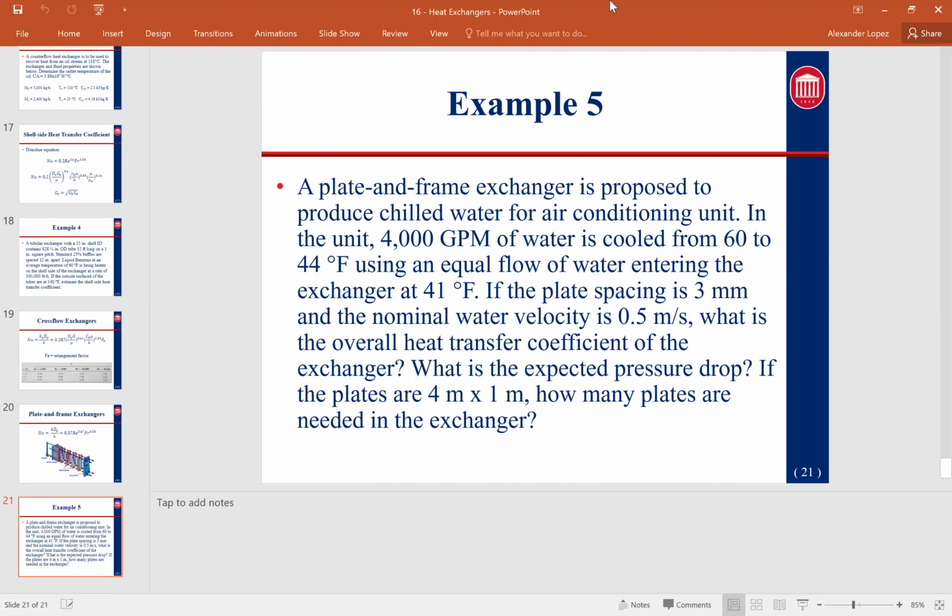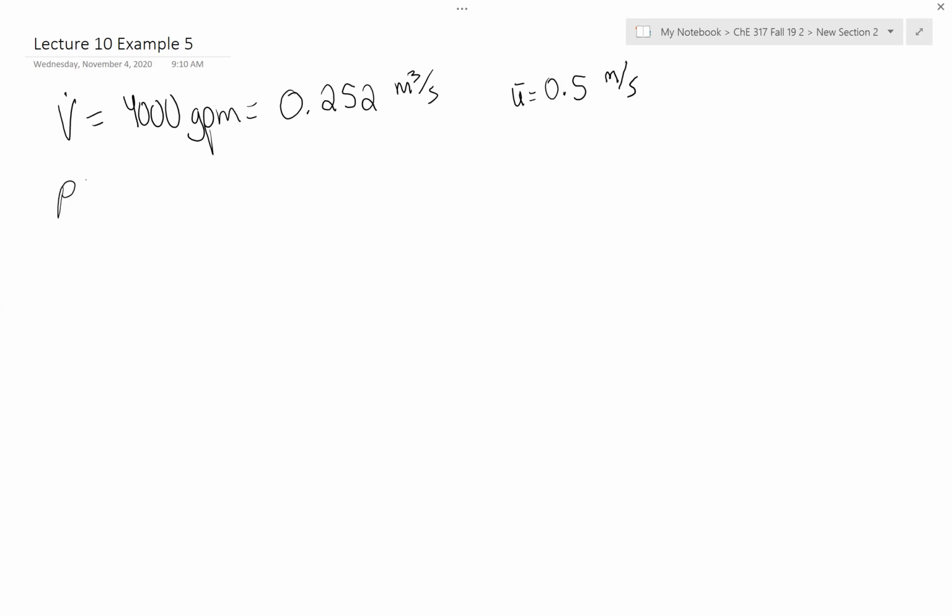For this problem, I've got a volumetric flow rate of 4,000 gallons per minute, which for the sake of this problem, I'm going to work out in metric units. So this comes out to be about 2.52 cubic meters per second. My mean velocity in each plate is approximately 0.5 meters per second. The density of my fluid, being water, is 1,000 kilograms per cubic meter.